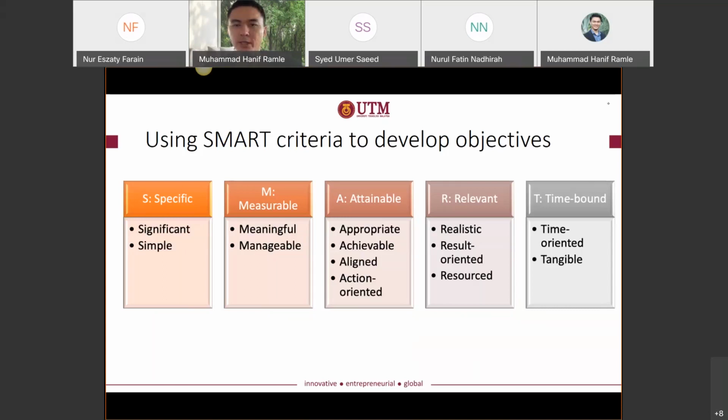Number four is relevant, realistic. Make sure that your objective is realistic. You cannot put to develop a human. That one is not realistic. To develop an animal, no, that one is not realistic. So result oriented and resource. And the last one is time bound, should be time oriented, and tangible as well.